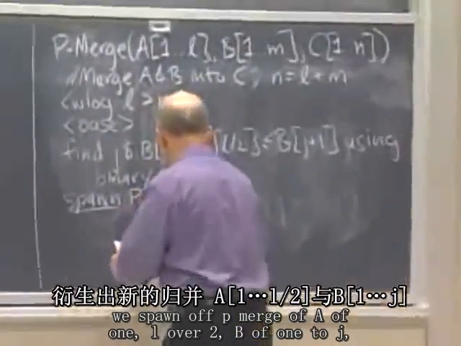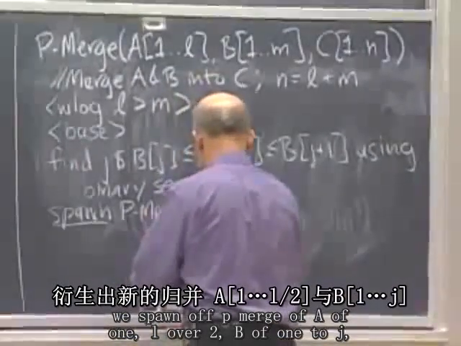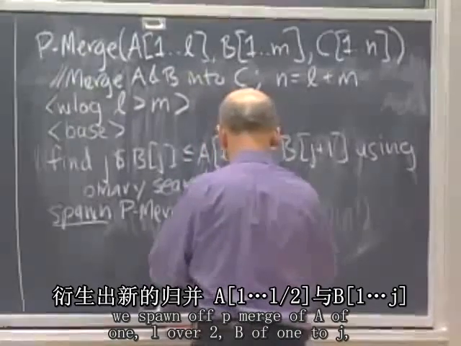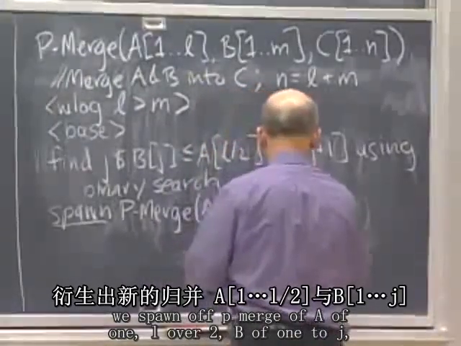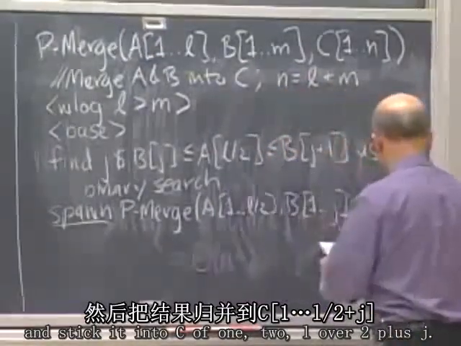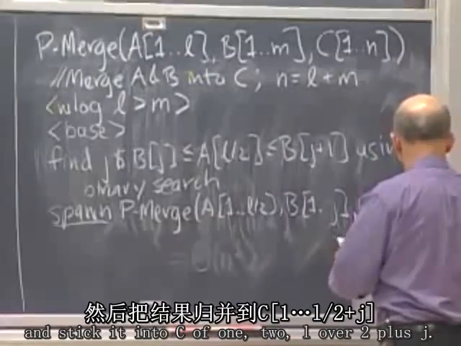Okay. And now what we do is we spawn off P merge of A of 1 to L over 2, B of 1 to J, and stick it into C of 1 to L over 2 plus J.